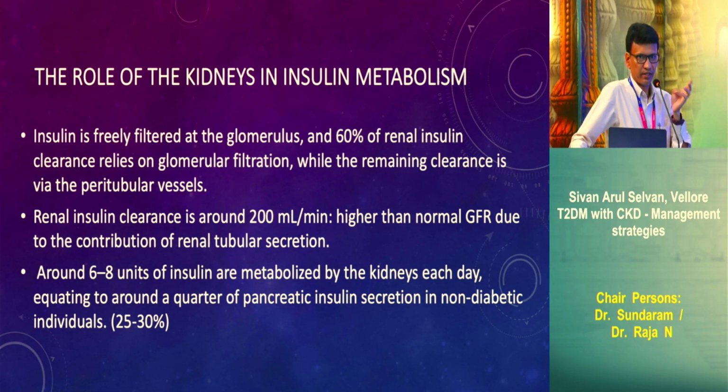And insulin, as you all know, is freely filtered in the kidney, and the actual renal clearance is much higher than GFR because there is a tubular secretion component also. In a non-diabetic patient, around 25% of the insulin which is produced is metabolized and excreted by the kidney. So the majority is handled by the liver, and around 25 to 30% by the kidney.